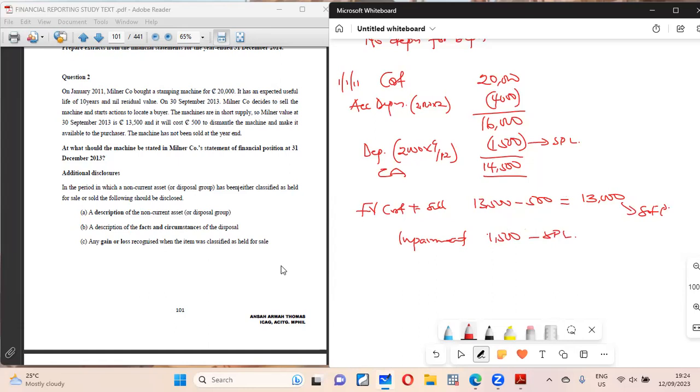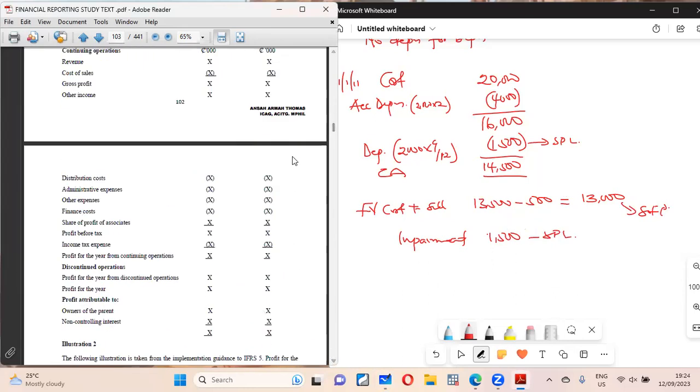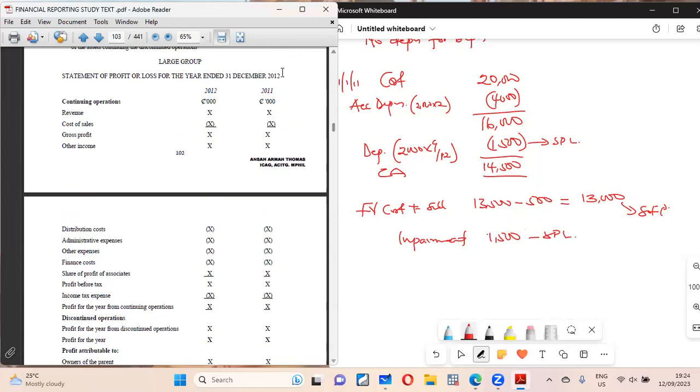All right. So basically that is that. We've done the discontinued operation. So like I was showing you, remember, you do the P&L, you do everything. You see what you've done. This is the P&L for continuing operations. Then you add profit or loss from discontinued operations. Then you have your profit or loss for the year.